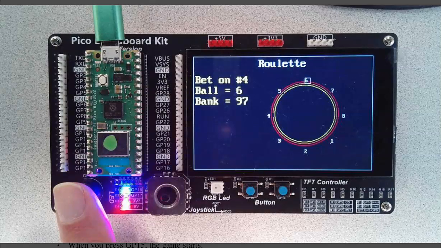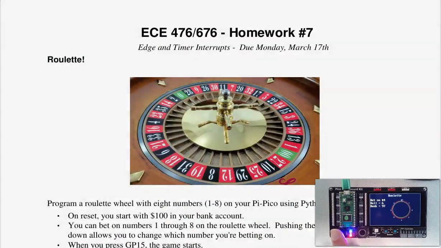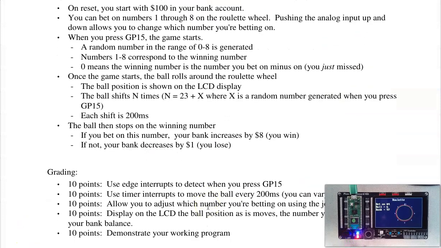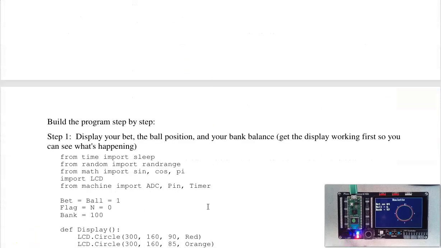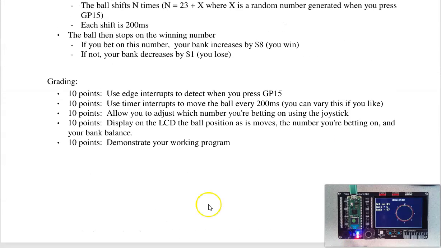So how do we write that code? Starting out, and here's the grading. I want to use edge interrupts to detect the button push, timer interrupts for the ball to spin, allow you to change what number you're betting on with the analog input, display the ball position on the graphics display, and demo the program works.